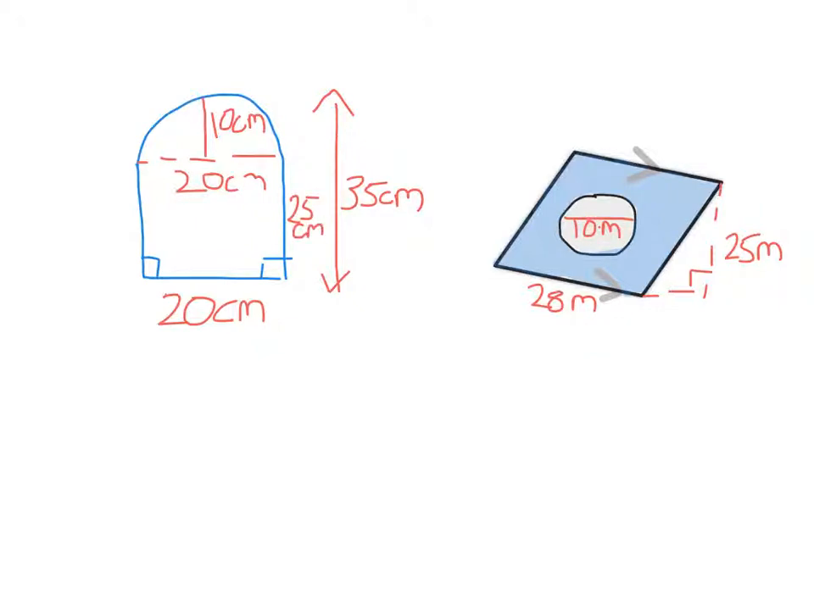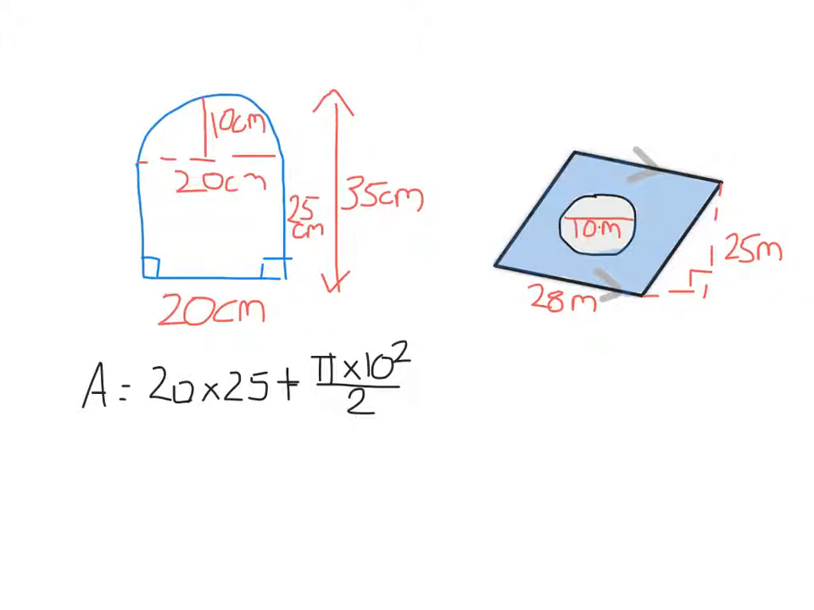So the total area of this shape is 20 times 25. That's for the rectangle. Now remember, the formula for the area of a circle is pi r squared. So in this case, it's pi times 10 squared. That would be the formula for a full circle with a radius of 10. But in this case, we need to divide by 2 because it's only half a circle.